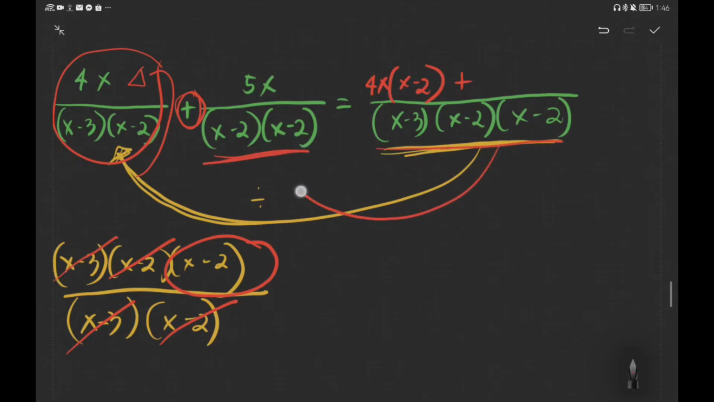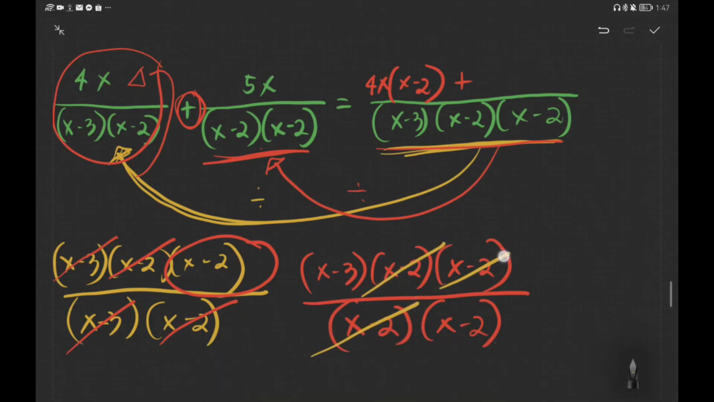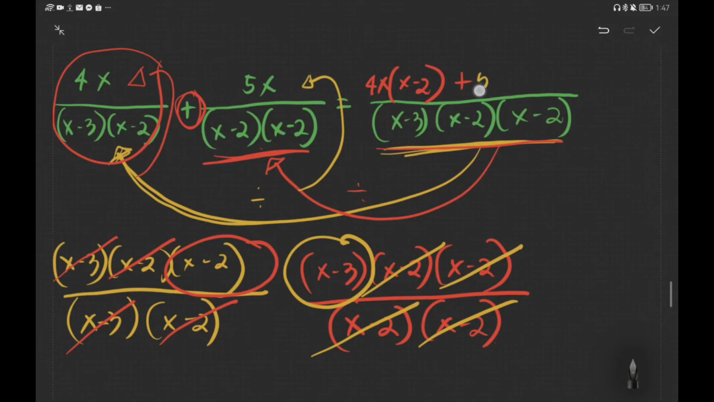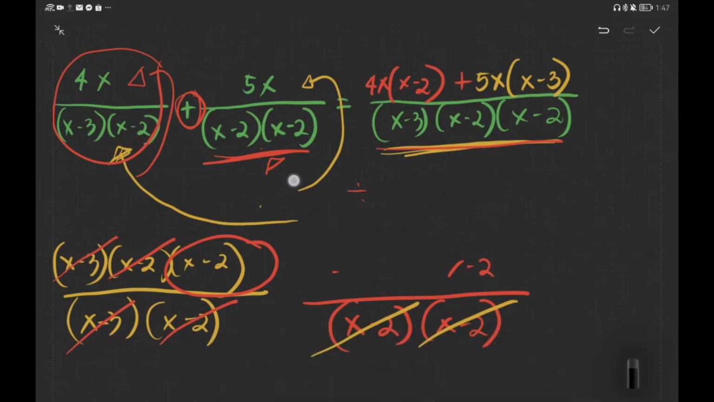Since we are done with the first, now the second. We divide the LCD by the second denominator. So, that is x minus 3 times x minus 2 times x minus 2 over the second denominator, that is x minus 2 times x minus 2. Whatever is the same can be canceled out. This is x minus 2, they are the same, and another x minus 2. So, what remains is x minus 3, and we multiply it to the second numerator. That is 5x times x minus 3.